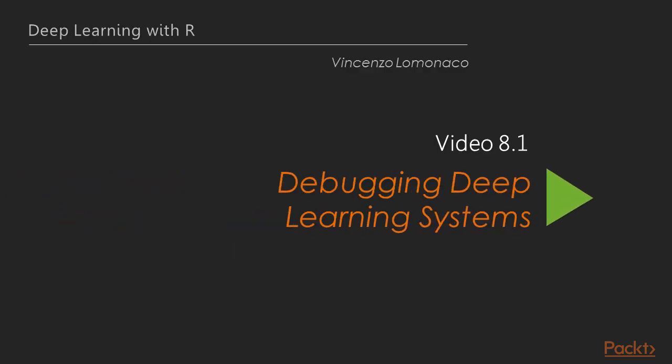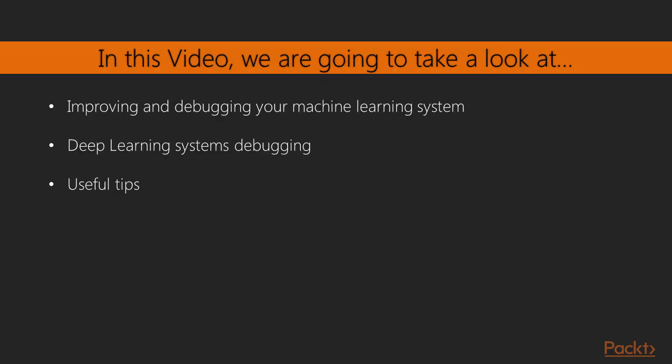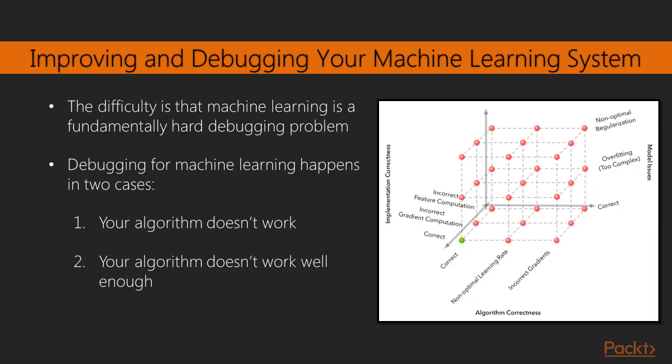So let's move to the first video of this section, debugging deep learning systems. In this video, first of all, we will understand why improving and debugging machine learning systems is particularly hard and what we can do with our deep learning system if we do not trust our final results. Then we will introduce some basic tips in order to rapidly detect your bug and fix it in an incremental way. So the difficulty is that machine learning is a fundamentally hard debugging problem.